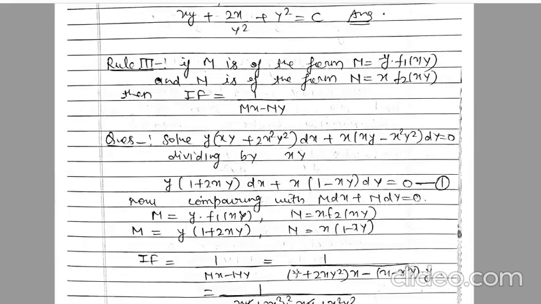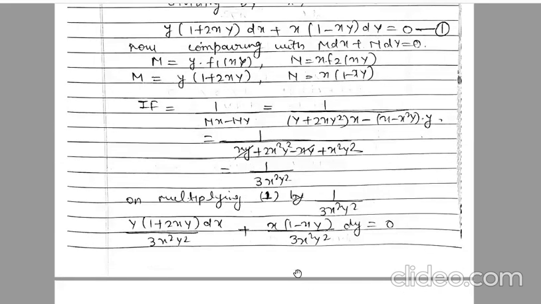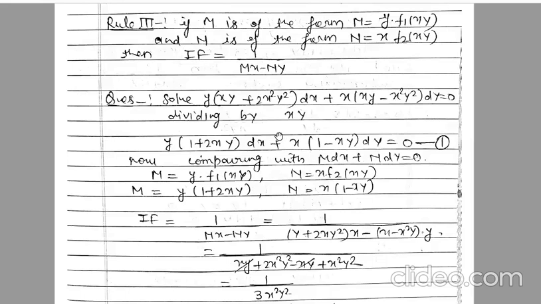There is rule third. Rule second related exercise is 3.9. So exercise 3.9 is related to rule second, right? So solve this exercise. Now rule third is, if m is of the form m is equal to y into f1 xy. So in rule third, there is a specific form of the differential equation. If your differential equation is of this form, then you can apply rule third.